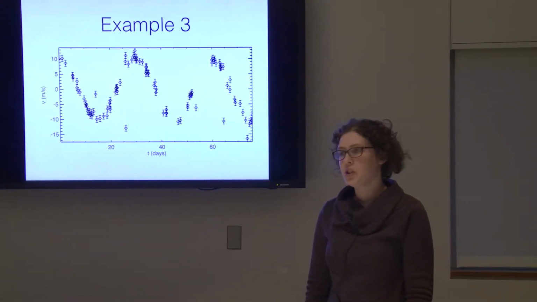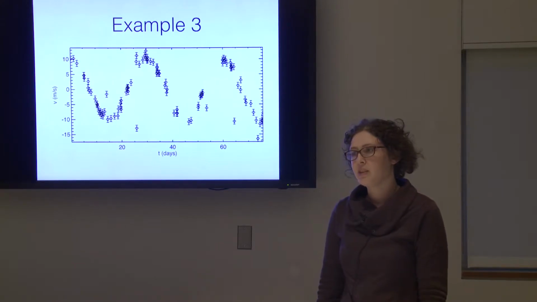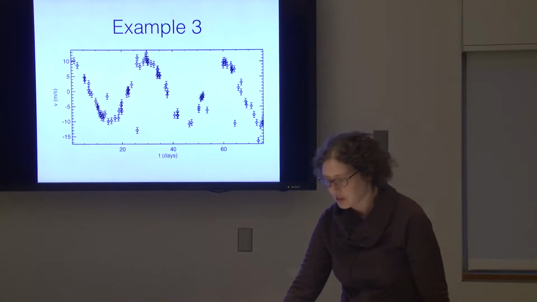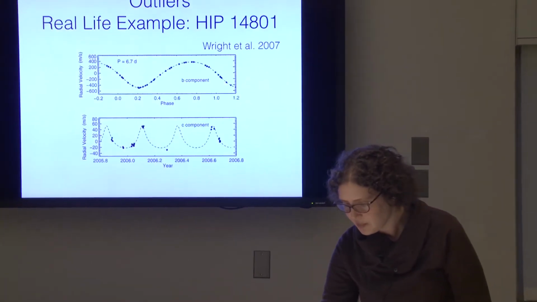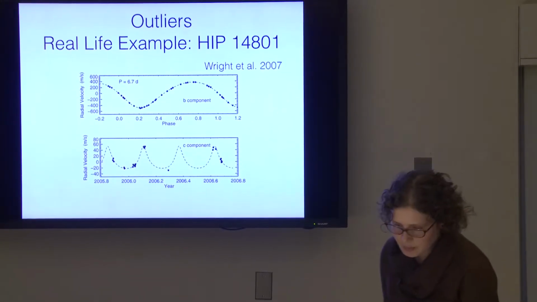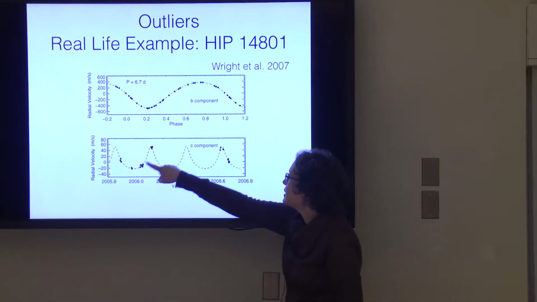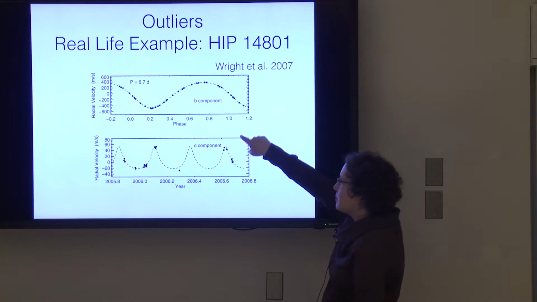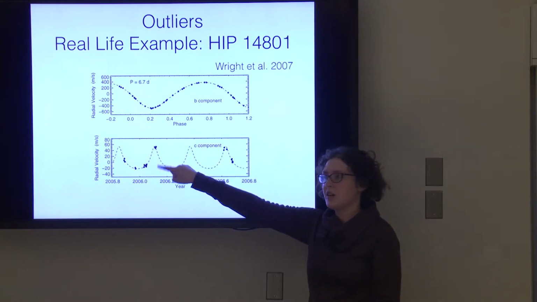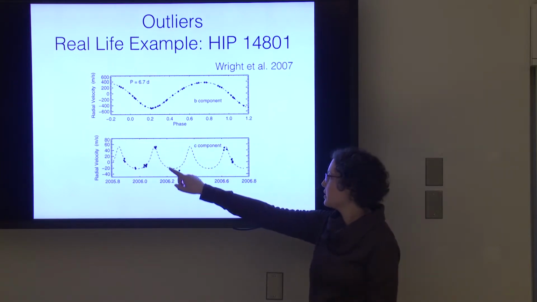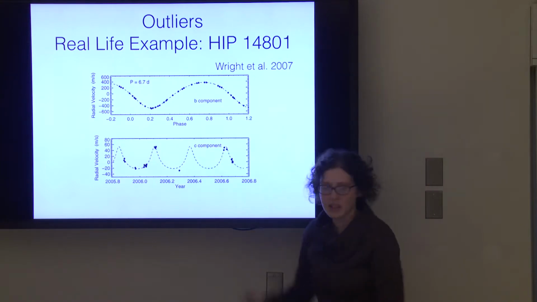And that can be a huge problem in time series data sets that we, as astronomers, sometimes try to sweep under the rug: there can be big outliers. Here's an example where they fit this planet as having an elliptical orbit, which you can tell because it's not a sinusoid, it's sort of sharp. So they were like, it must be an elliptical orbit.